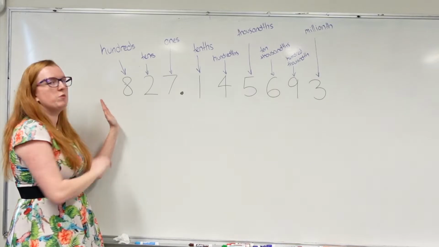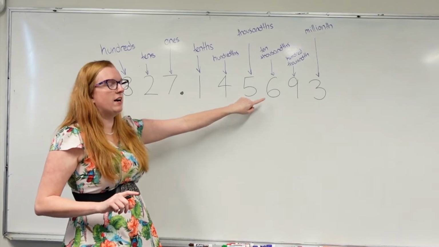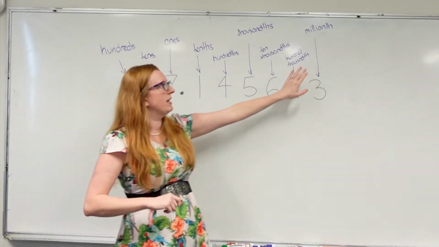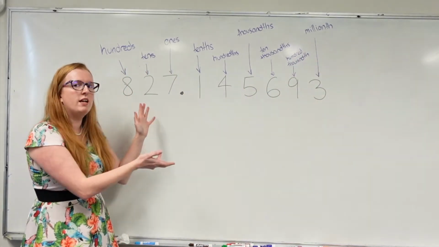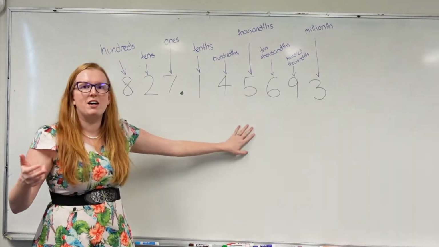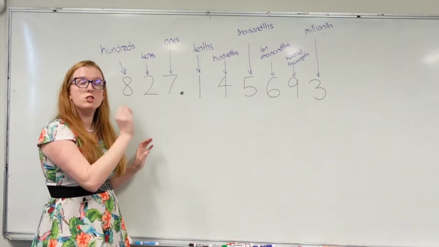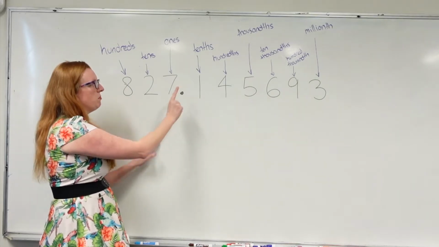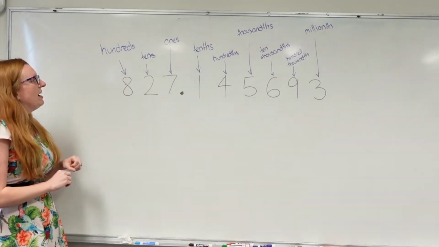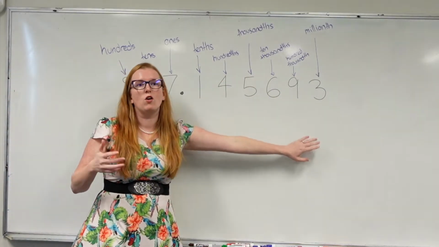So this number, I would say, is 827.14563. Even though I've labeled this here as a millionth, I don't try and pronounce it as point 145,000 or anything like that. Once you get to your decimal point, you just say the numbers. So 827.14563.